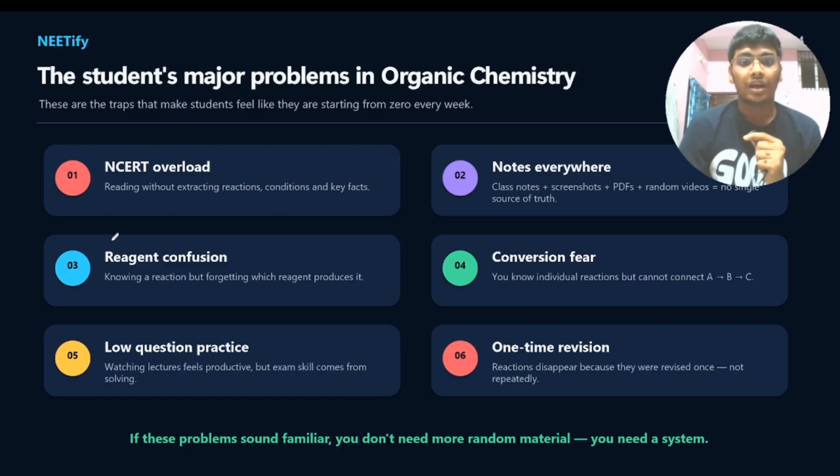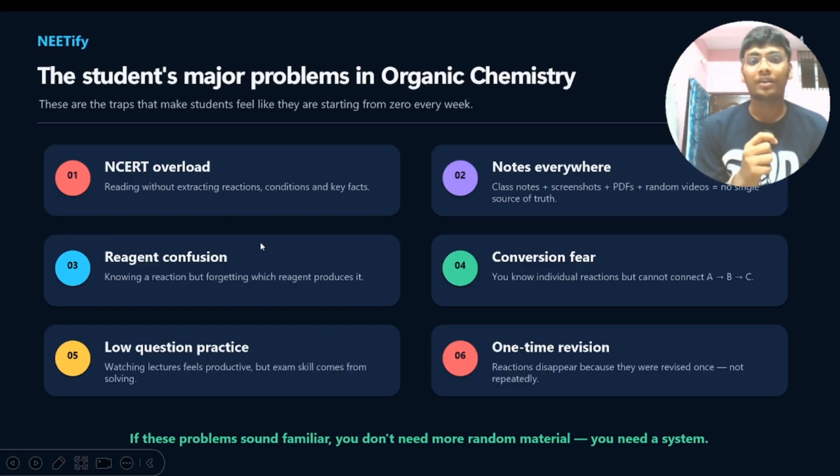The students' major problem in organic chemistry is they feel NCERT is very overloaded. You don't get theory in your exam, you only get MCQs, multiple choice questions, so we have low question practice. Some people collect notes from other institutions and study other students' notes. This is very long. You should make your own notes, because making your own notes makes your brain stick to them.